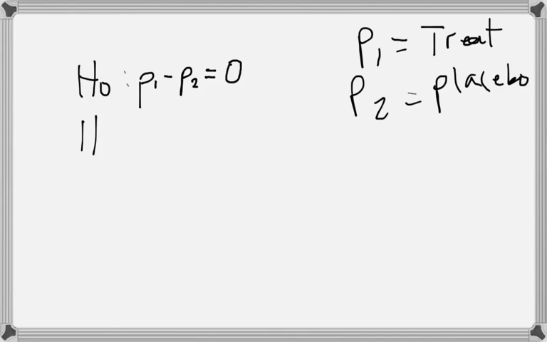What would your alternative be? Greater than 0? Not equal? Be careful, which one is supposed to be more? The placebo should have more heart attacks. So when I say p1 minus p2, what should that value be, positive or negative? Negative. So we're going to say less than 0.